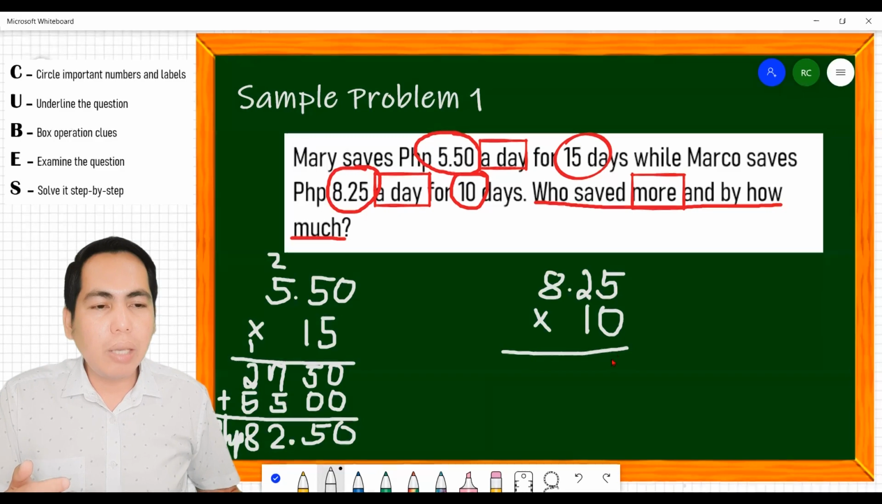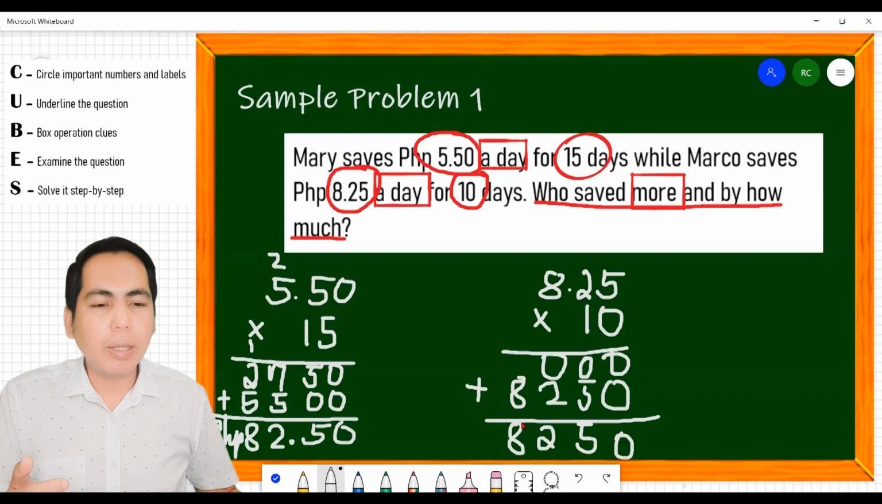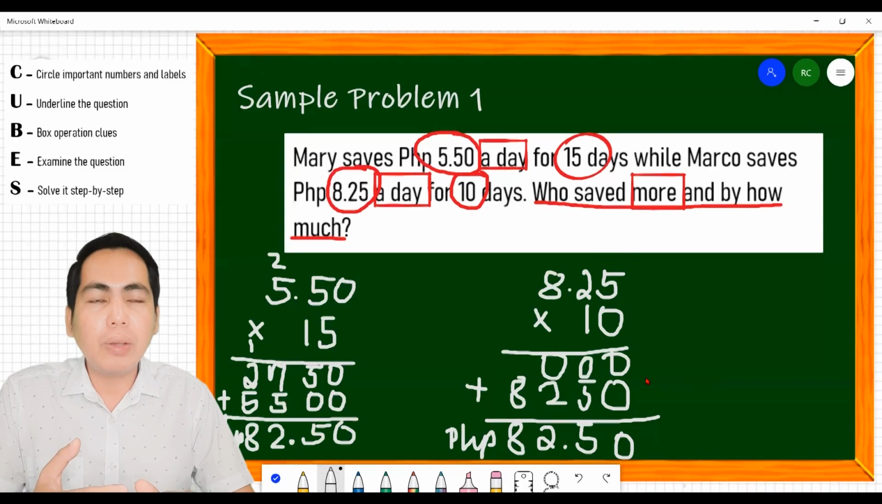So 0 times 5 is 0, 0 times 2 is 0, 0 times 8 is 0, 1 times 5 is 5, 1 times 2 is 2, 1 times 8 is 8. Then we are going to add also 0, 5, 2, 8. And we are going to count how many decimal places we have in our factors. 1, 2, 1, 2. So we have also 82 pesos and 50 centavos. So in other words, our answer to the given question, who saved more and by how much, is that both of them saved an equal amount of money.